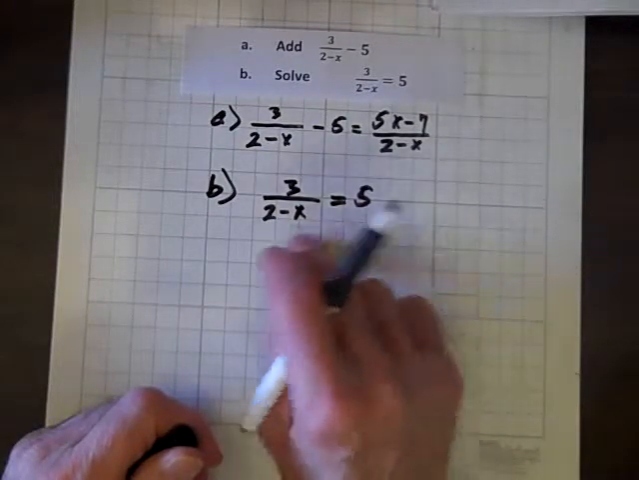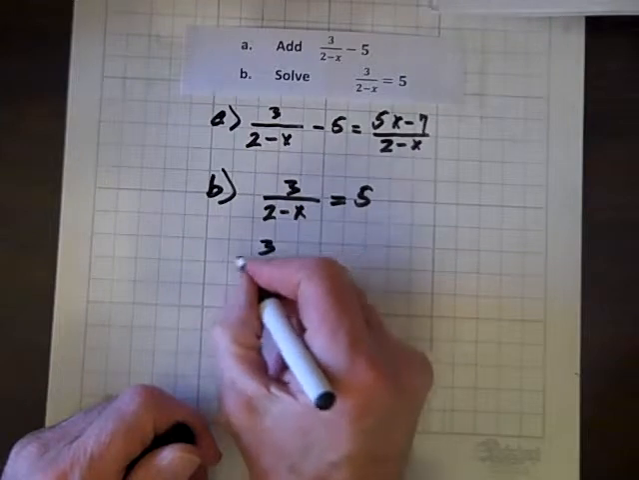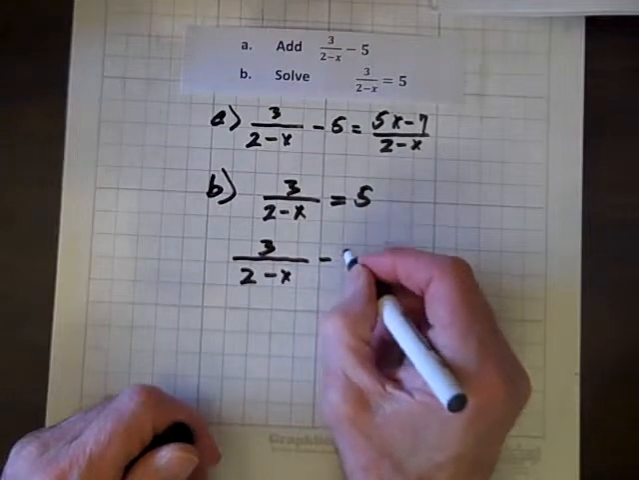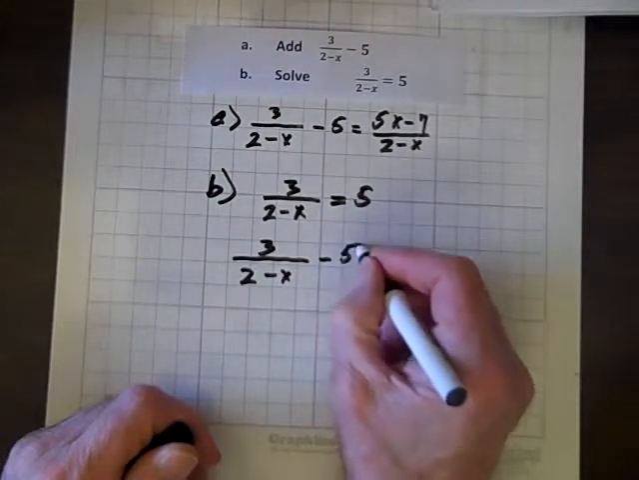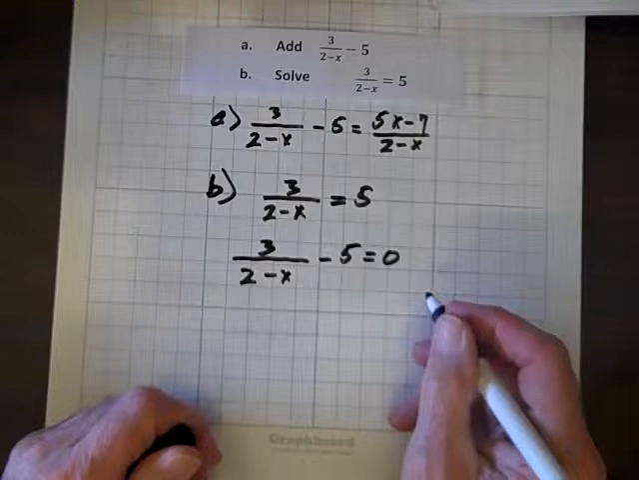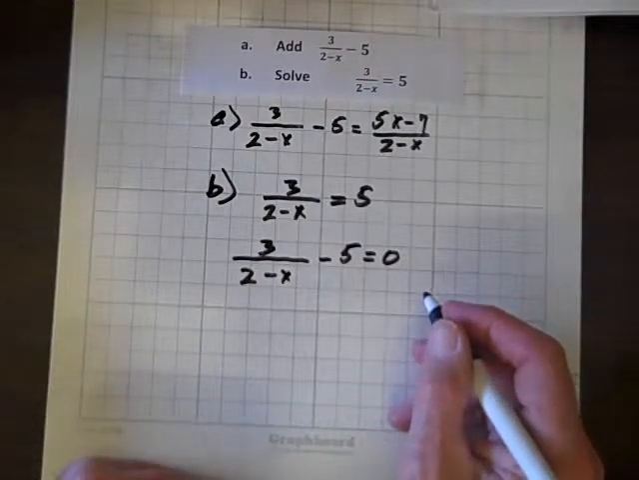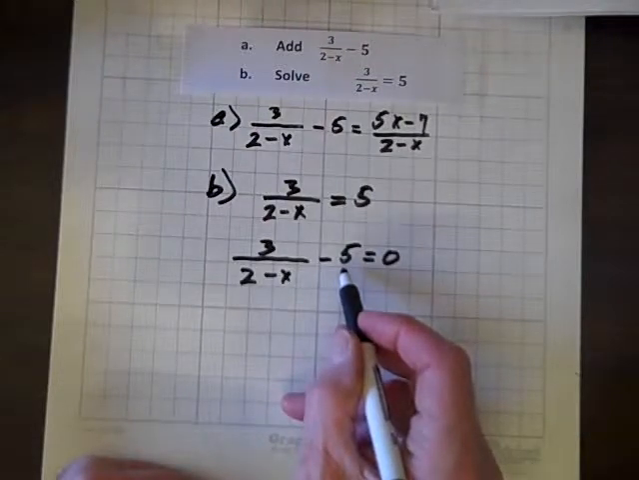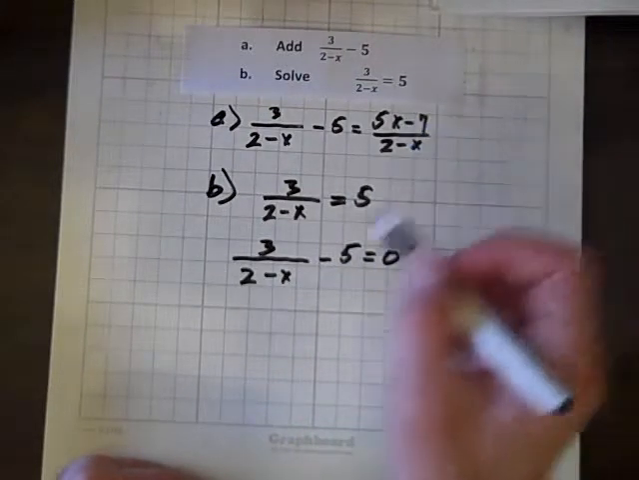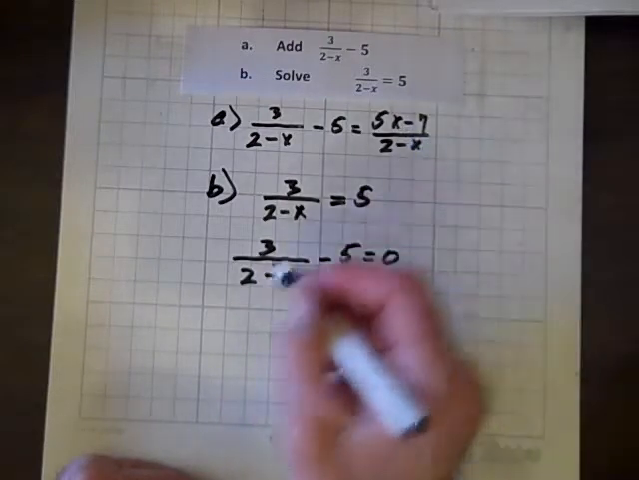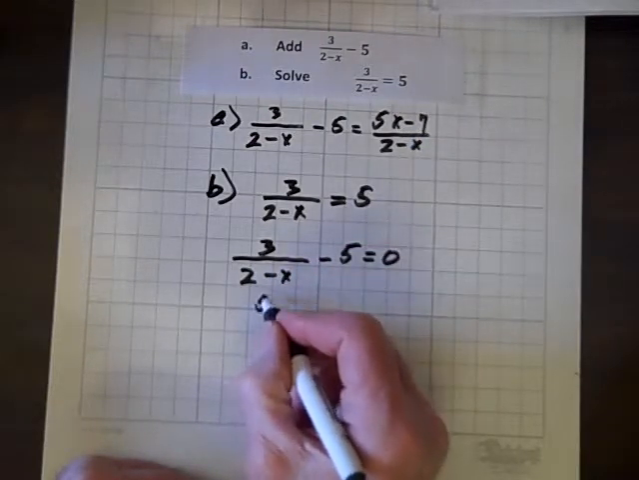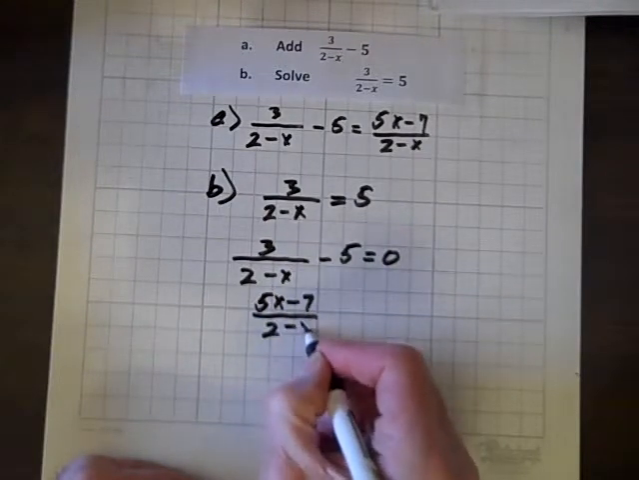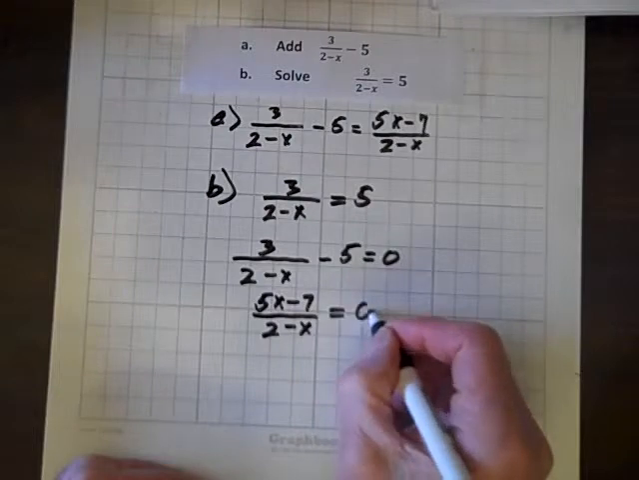At the moment, we'll subtract 5 from both sides, and we get 3 over 2 minus x minus 5 equals 0. And the next step, well, we've already added these fractions. As a matter of fact, when you add them, what you get is what we have right here. So we know what that is. It's 5x minus 7 over 2 minus x equals 0.